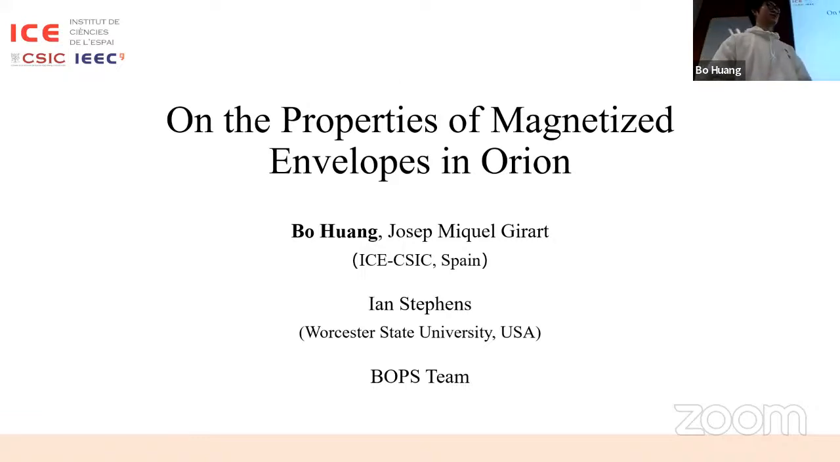I'm a third-year PhD student working with Josep Miguel, Chema, and Alvaro. The title is On the Properties of Magnetized Envelopes in Orion. The scales for envelopes are from hundreds to thousands of AU.